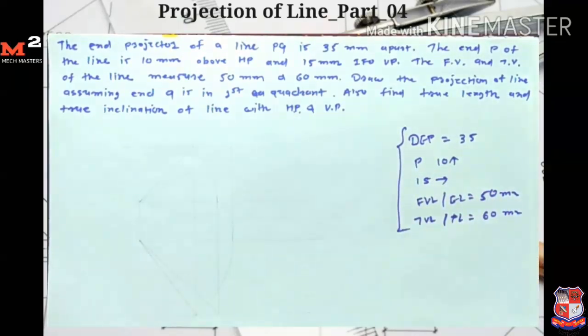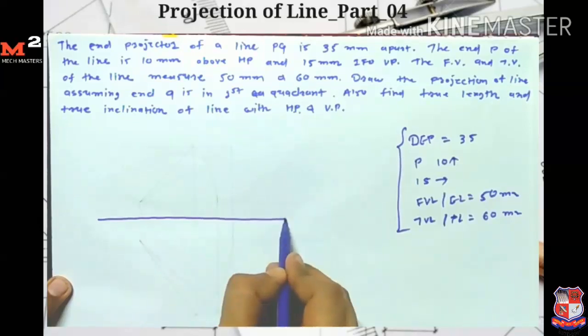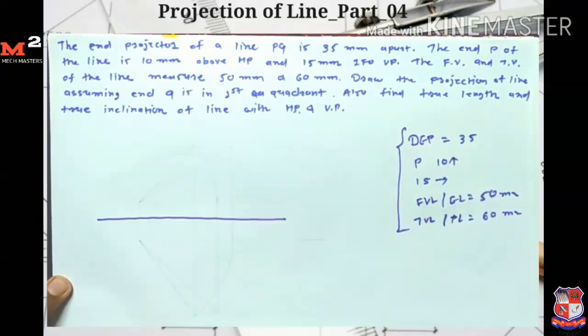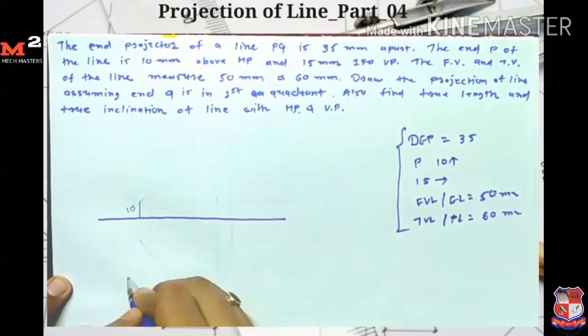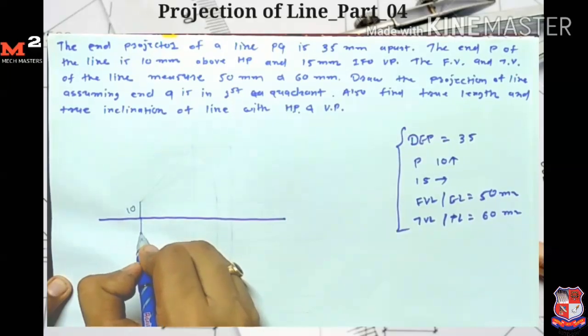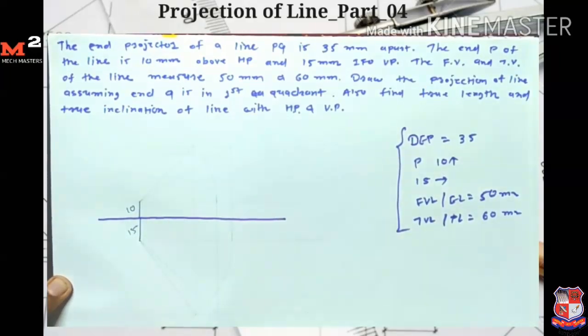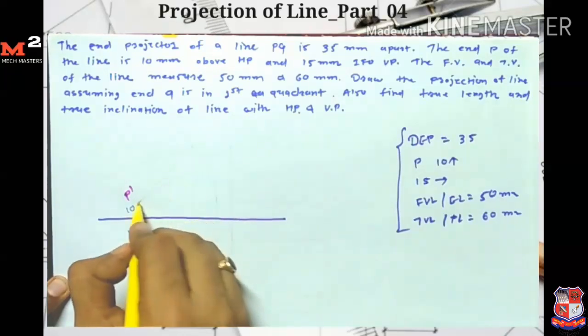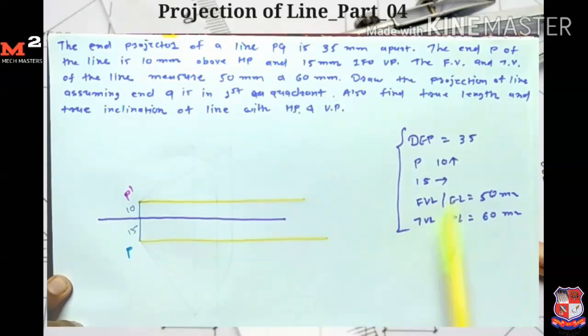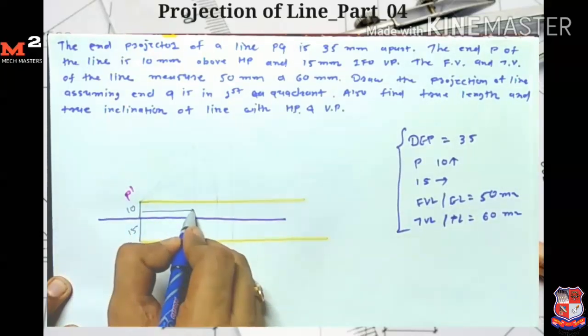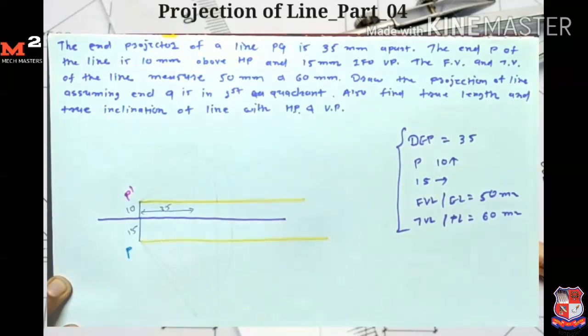Okay, first I draw one reference line here. Now first I present the point P. Point P is 10 mm above HP, so from here I measure the distance 10 mm, and it's 15 mm in front of VP, so I take the 15 mm distance here. So I get my P dash point here and P point here. First I draw the locus for these 2 points, P dash and P. Now the distance between end projectors is 35 mm, so here I measure the 35 mm distance and draw one vertical line.